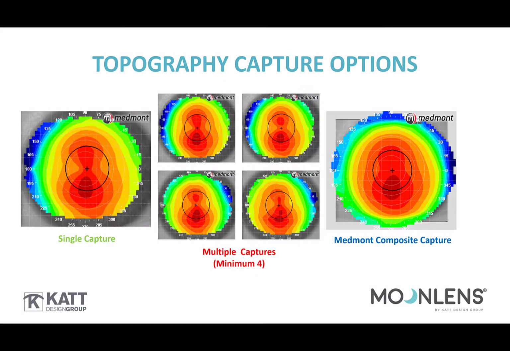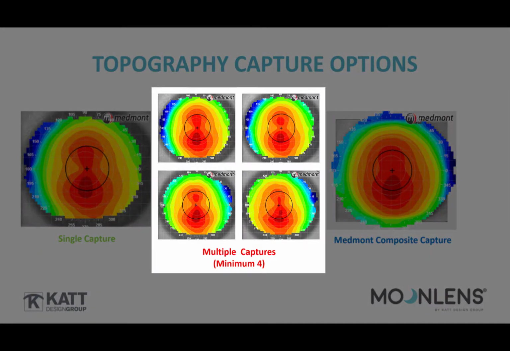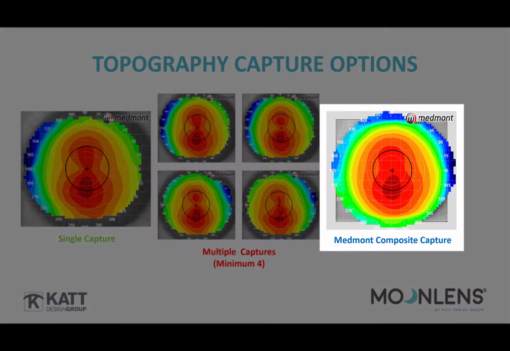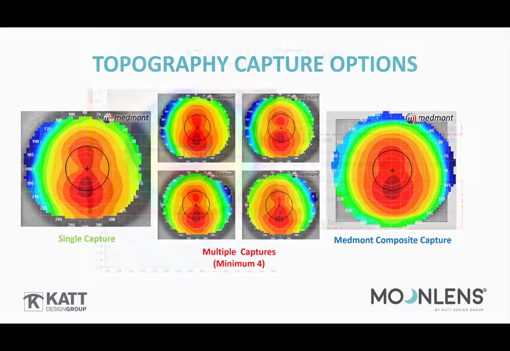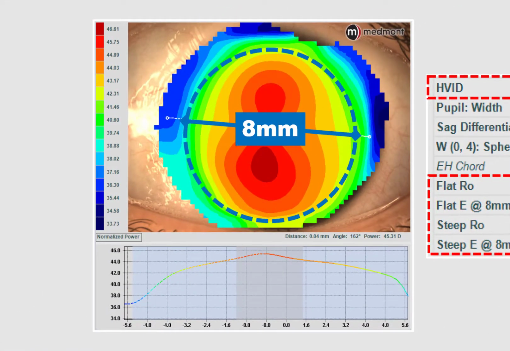For your baseline pre-fitting visit, never take just one capture. Always collect multiple images so you can confirm the instrument is displaying reproducible maps of the eye. This gives you confidence in the accuracy of the captures. Medmont users should employ the composite eye feature due to its coverage and accuracy in lens construction. The topography capture should allow for the analysis of both the central and mid-peripheral cornea.